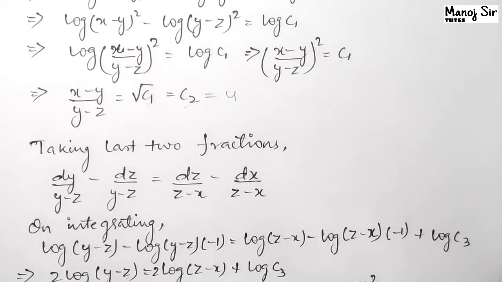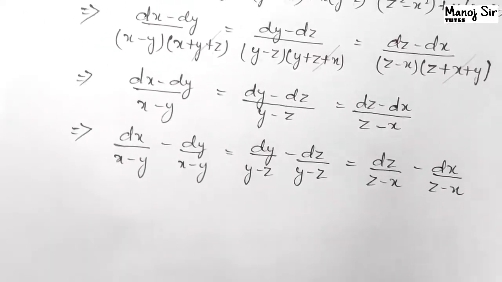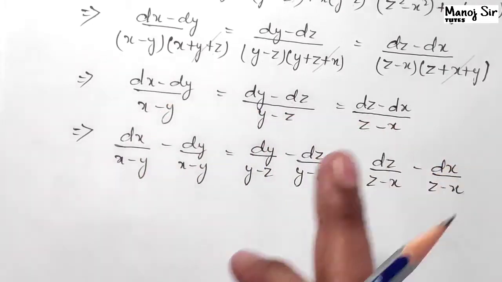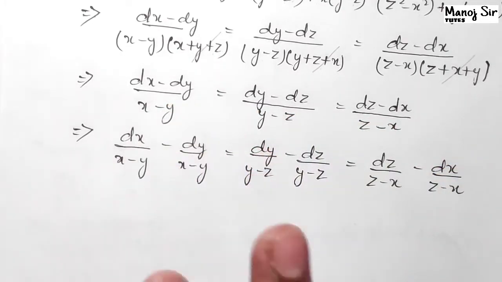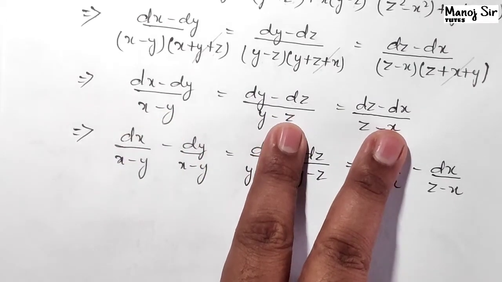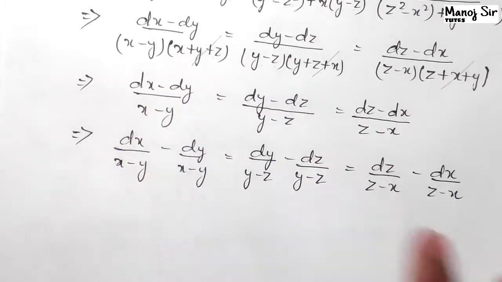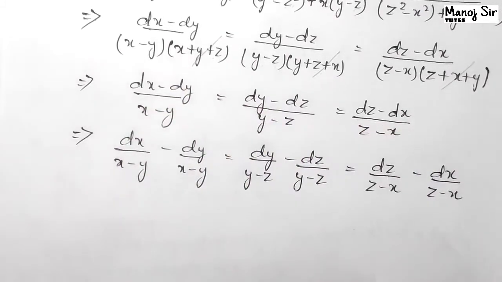For v, we will take the last two fractions. Here we had all three fractions, that is this or this or this. In the first case, to find u, we have taken these two fractions. To find v, we will take these two fractions. If you want, you can consider these two fractions too, but I am taking these two fractions.